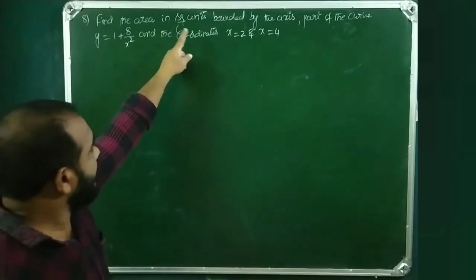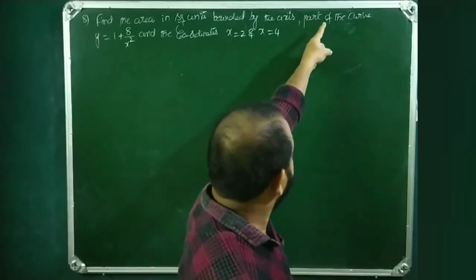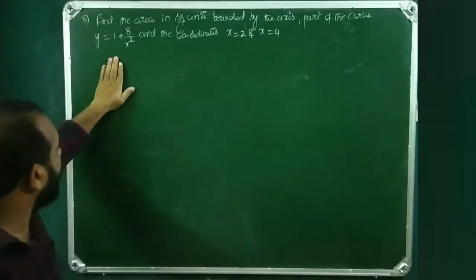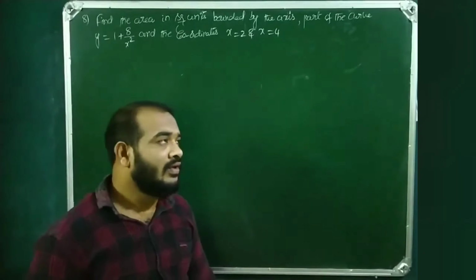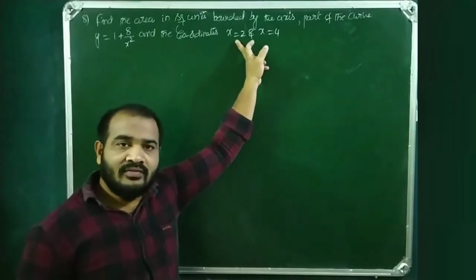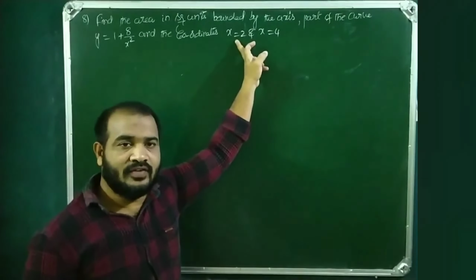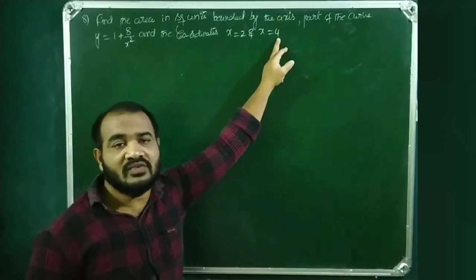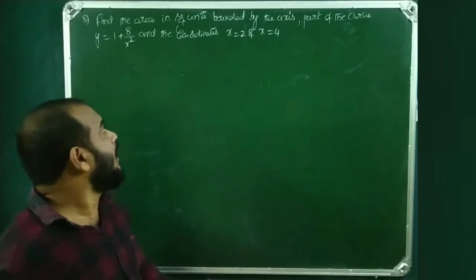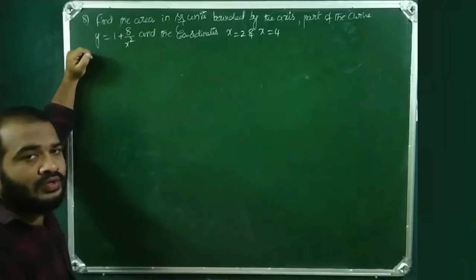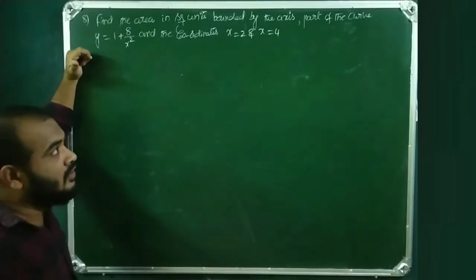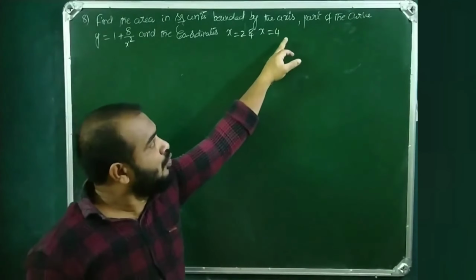Find the area in square units bounded by the x-axis, part of the curve y equals 1 plus 8 by x square, and the coordinates x equals 2 and x equals 4. x equals 2 is a line parallel to the y-axis, a vertical line, and so is x equals 4. But this is an unknown curve whose behavior we don't know. So that's why 2, 4.